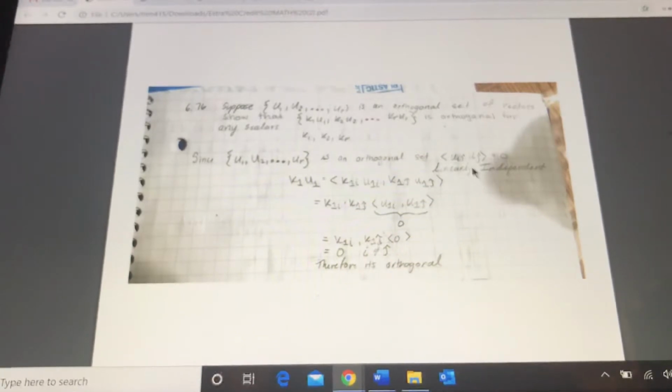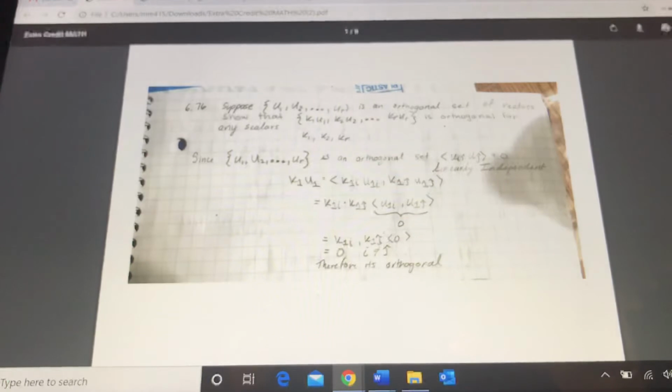So we have u1 in the i hat direction and then uj in the j hat direction. We just evaluated it at k1 u1. We put in component forms, take out the k values, and we get that they're both 0 values here. Therefore, any k values times 0 will be 0, therefore it's orthogonal.